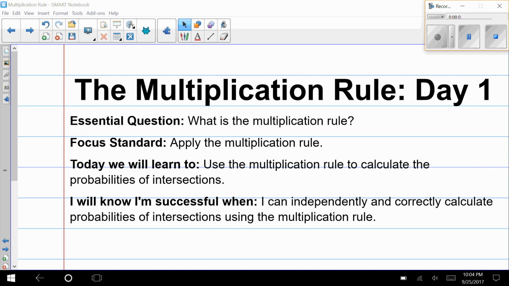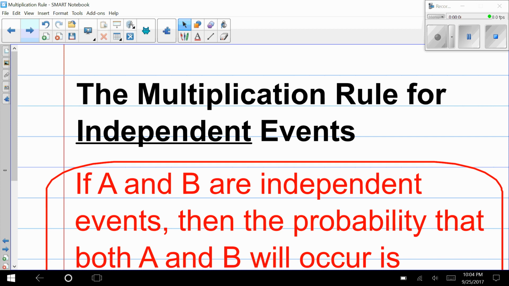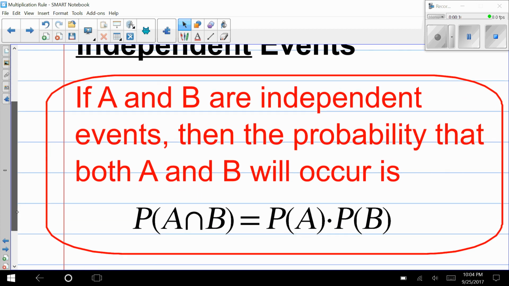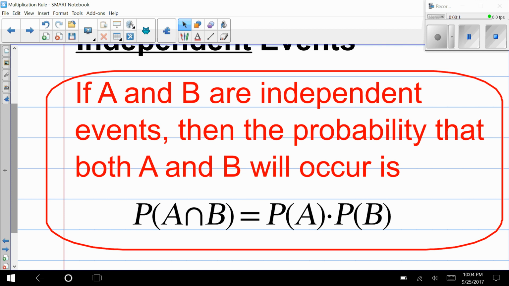This is day one of the multiplication rule. The multiplication rule for independent events states that if A and B are independent, then the probability that both A and B will occur is equal to the probability of A times the probability of B. This is our very important formula of the day.